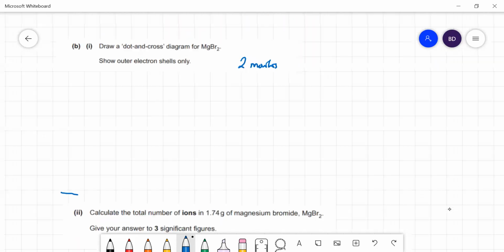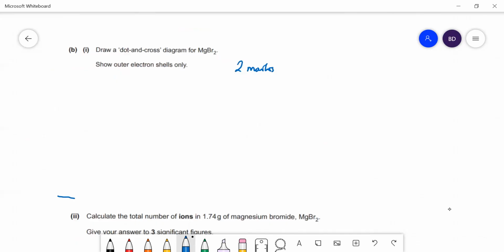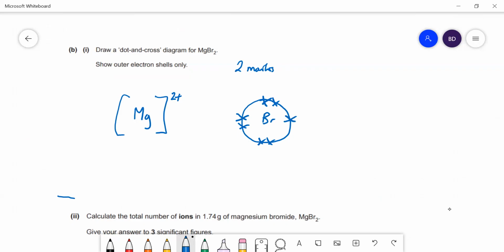Draw a dot cross diagram for magnesium bromide and draw the outer shells only. Okay, so magnesium has got 2 electrons in its outer shell, so it's going to lose both of those to form the Mg2+ ion. So that is going to be just like that, no electrons. Bromine, well, it's got 7 electrons in its outer shell. So there's 7 of its own electrons, and then there's the red one, which has come from magnesium. Okay, and you need to say there's 2 of those, and the charge on that is going to be a minus. So it's a fairly straightforward question.